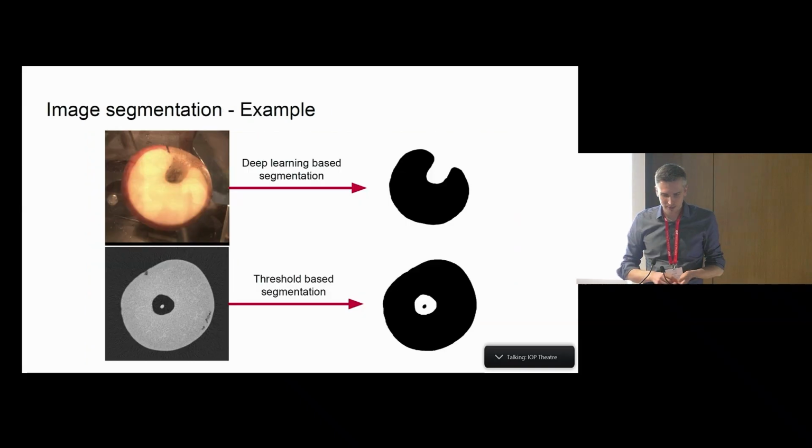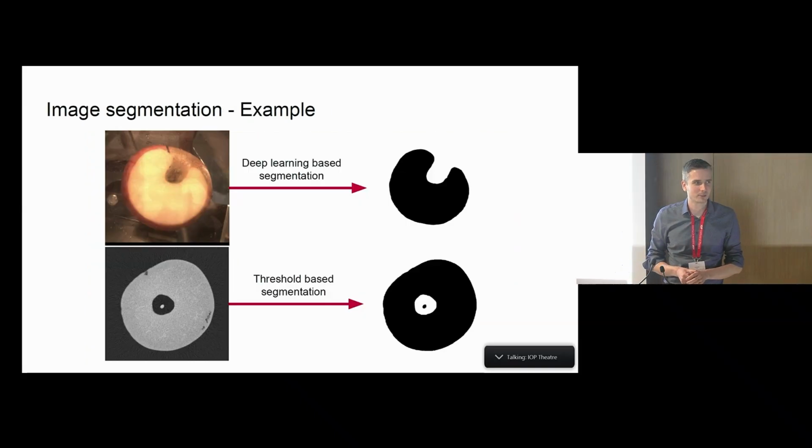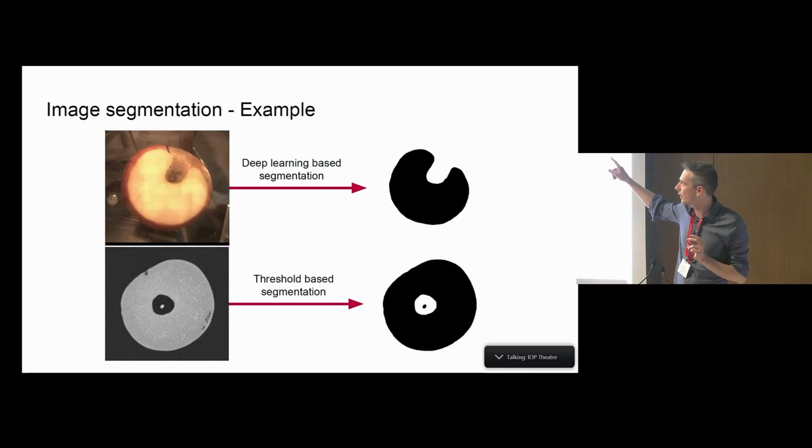So moving on to the next step, I don't want to go too deep into this because I want to have some time for the other subjects, but for the photo, we tried to segment only the part that was cut, so not the peel. And to do that, we used a deep learning-based method.